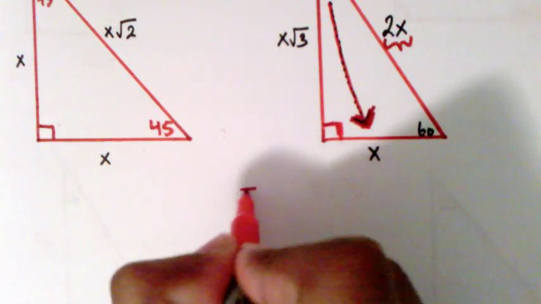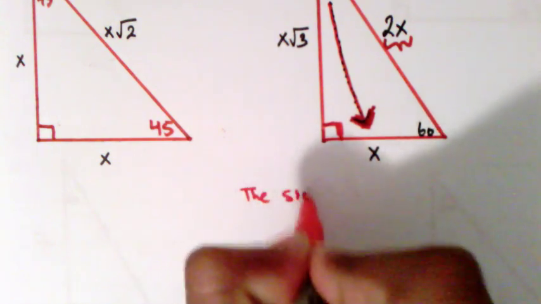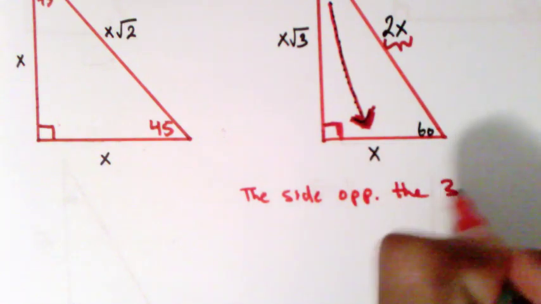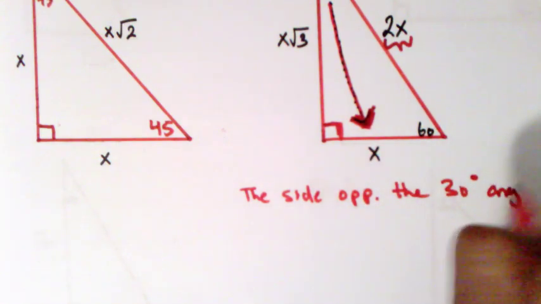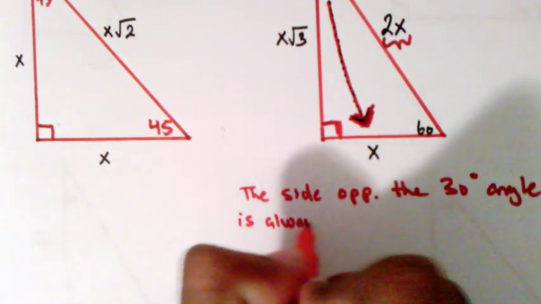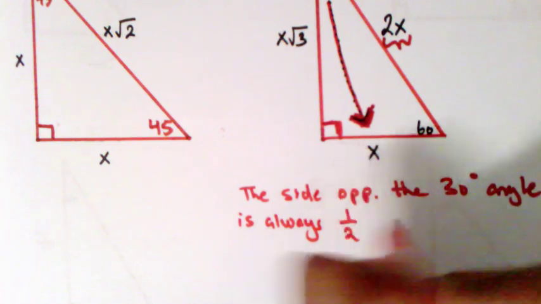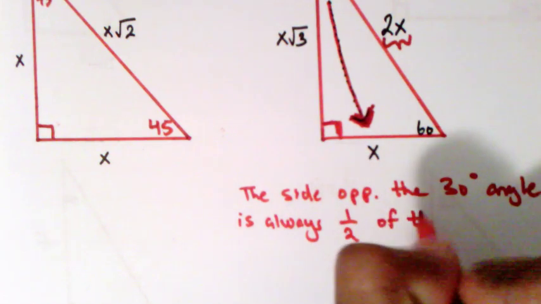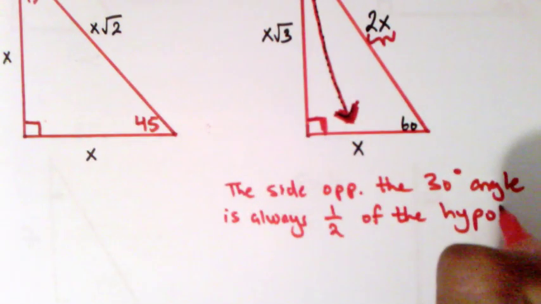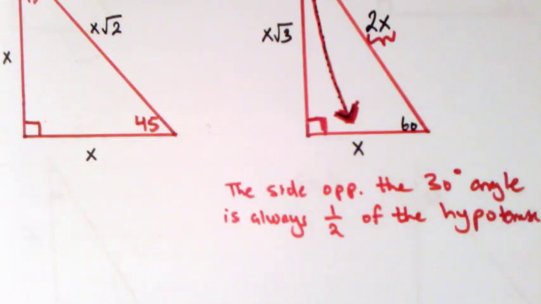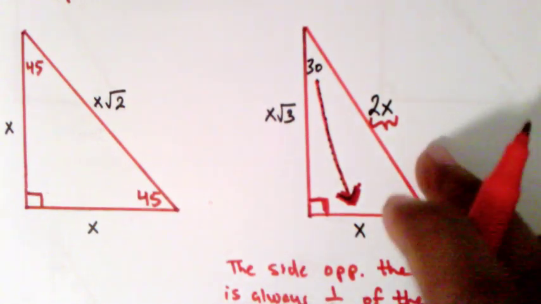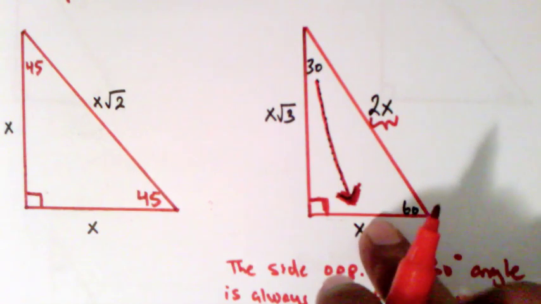I'm going to write it down for you. The side opposite the 30-degree angle is always 1/2 of the hypotenuse. I'm going to run out of space. So if the hypotenuse was 30, then this side would be 15.